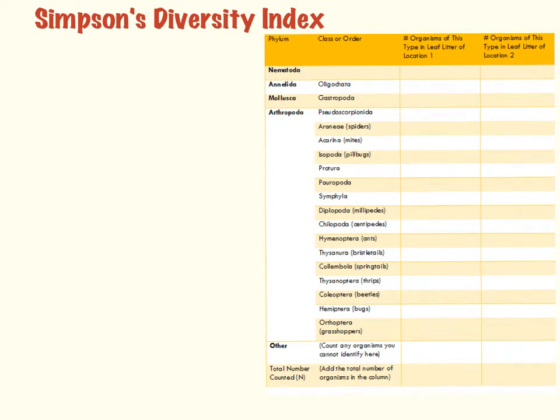Let's look at an example of calculating a diversity index for organisms in a leaf litter sample, such as you're going to be looking at. So you start by just identifying your organisms and keeping a tally.